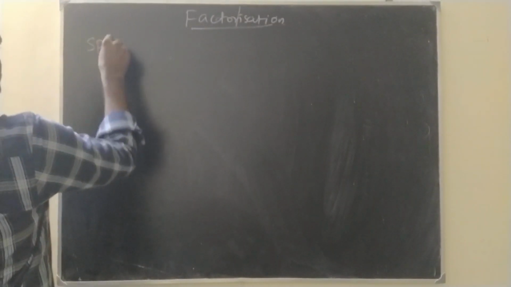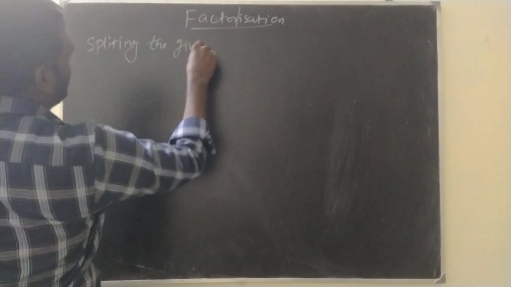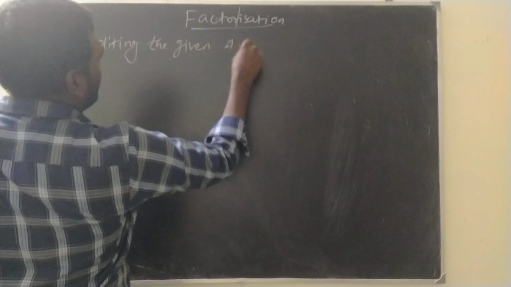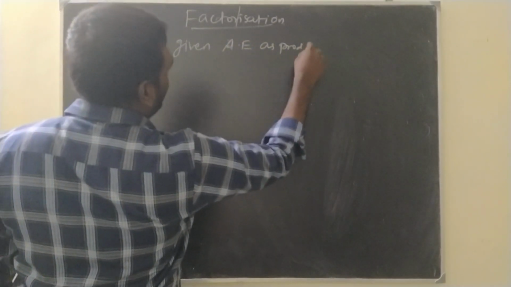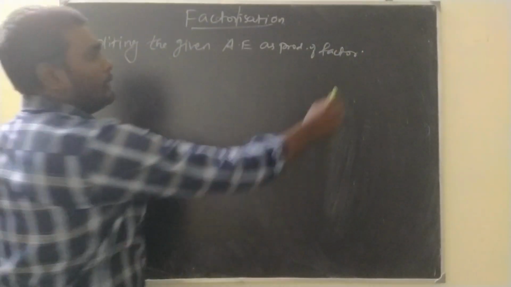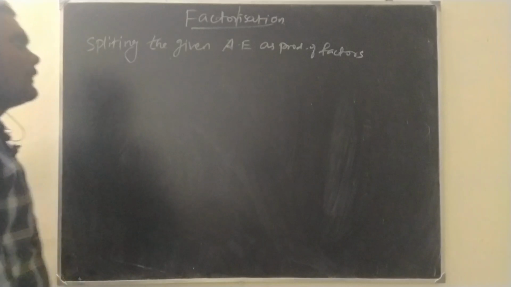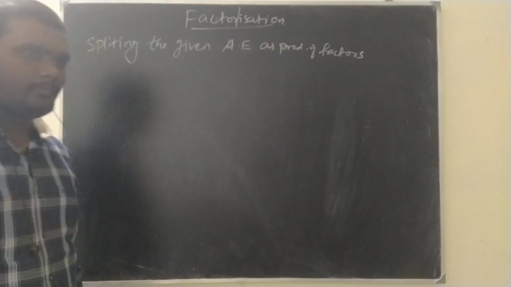So, splitting the given algebraic expression as product of factors. Look. There are 3 ways, actually 4 ways.